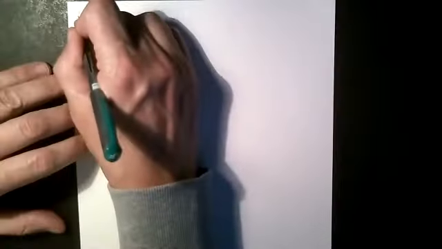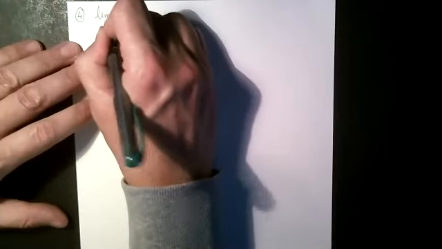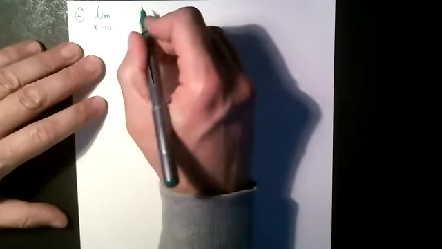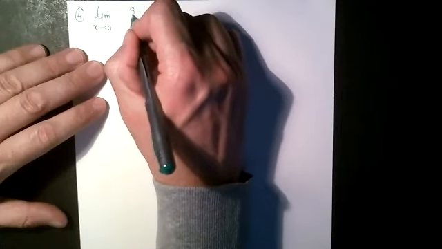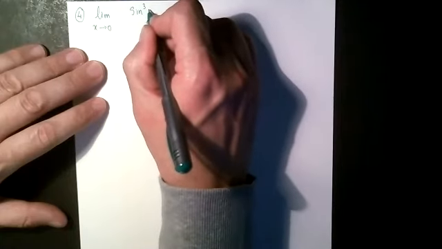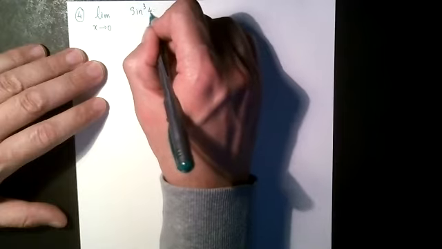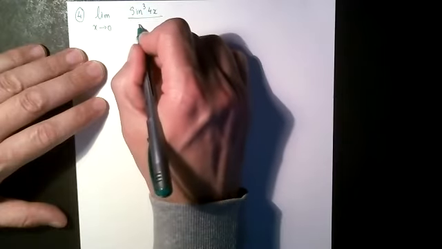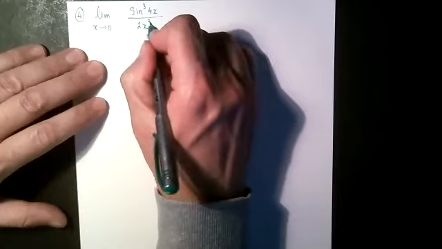Okay, let's go. So that was number 3, I guess, or number 4. Limit as x approaches 0 of sine cubed of 4x over 2x cubed. Okay, go for it. Same process.